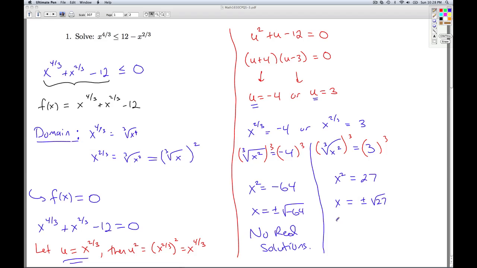I can simplify the square root of 27 as the square root of 9 times 3, so the 9 comes out: 3 square root 3. Okay, and it's a good exercise to take these and actually substitute them back into my original equation, which is over here, to check that plus and minus 3 square root 3 actually do make this equation true. Okay, so we'll leave that to you to do. The point is, these are the numbers that go on the number line when we create our sign diagram.